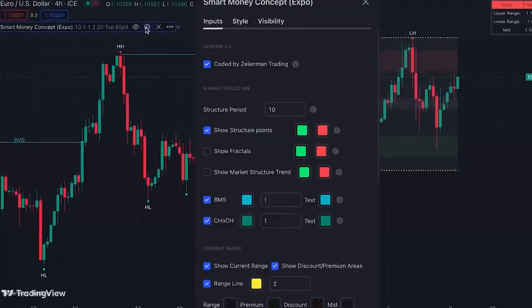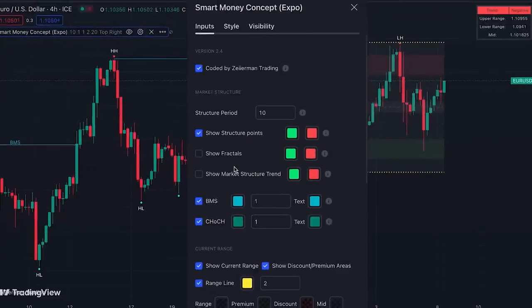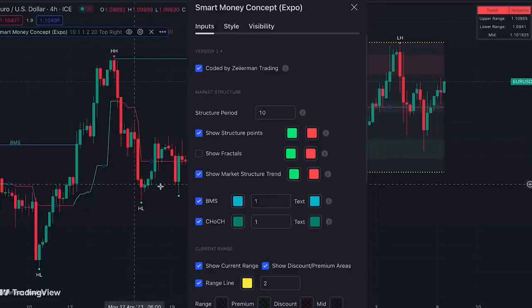Here in the settings, you can add more information to your chart. For example, you can add fractals, where every turning point of the market is shown, including many noises. In case you need fractals for analyzing the chart, you can simply add them from here, but having just the structure points is good enough to analyze the structure of the market. You can also show market structure trend, which adds this line to your chart, and it gives a linear representation of the market structure, changing color between red and green depending on the status of the market structure.